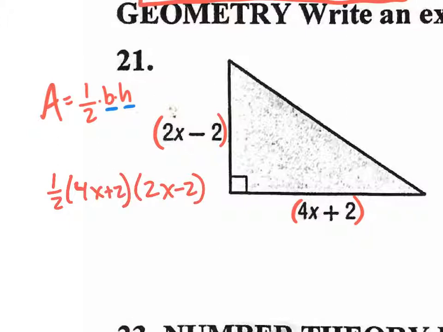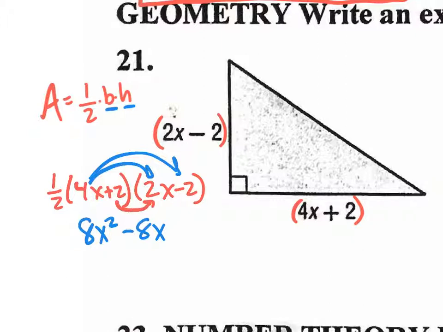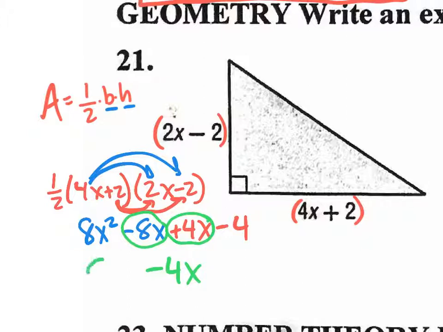So let's distribute. 4x times 2x, that's 8x squared. 4x times negative 2, that's negative 8x. And then you move on to the other term. 2 times 2x, that's positive 4x. I'm not going to stack them because it's only going to be 4 terms. 2 times negative 2 is negative 4. And of course, these middle terms, the negative 8x and the positive 4x, give you a negative 4x. So far we have 8x squared minus 4x minus 4.